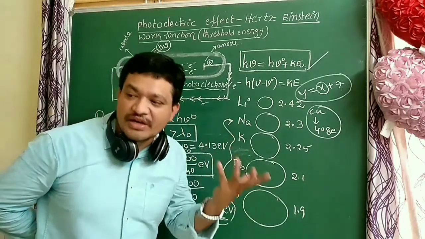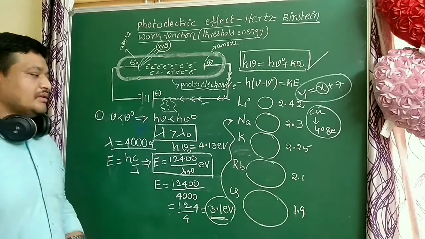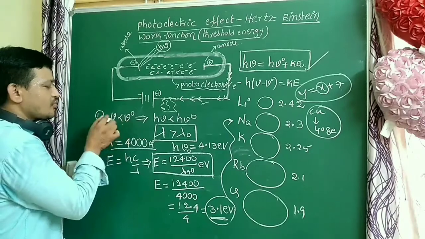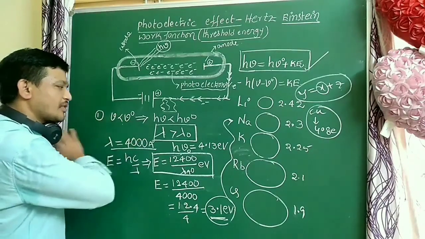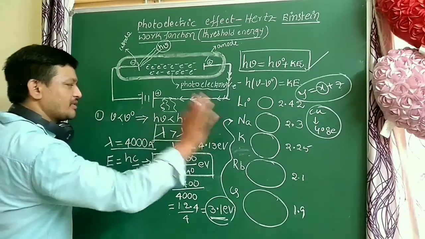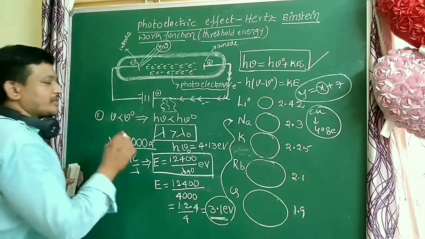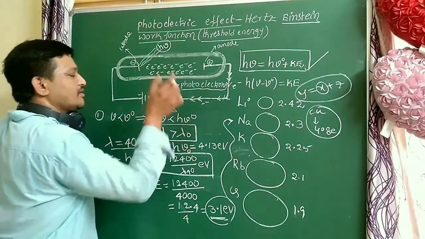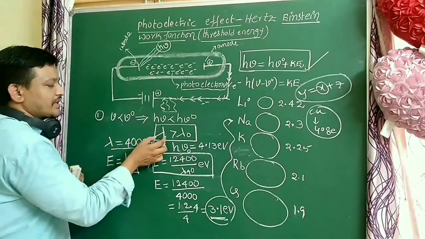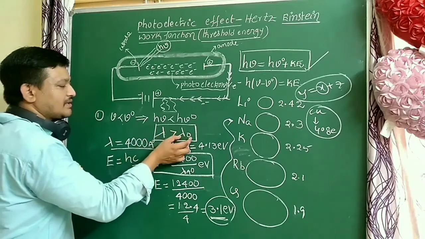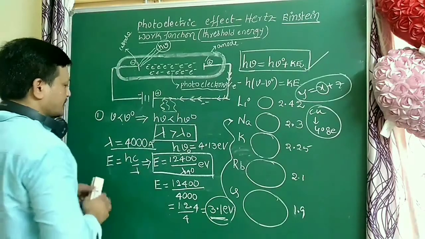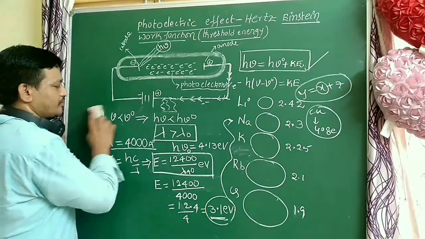Is it clear, students? Okay, very good. So next, another condition is there. What is this condition, students? Mu less than mu naught: there is no photoelectric effect. That means light energy is less than threshold energy or work function. That means light wavelength is greater than threshold wavelength. That is very, very important.